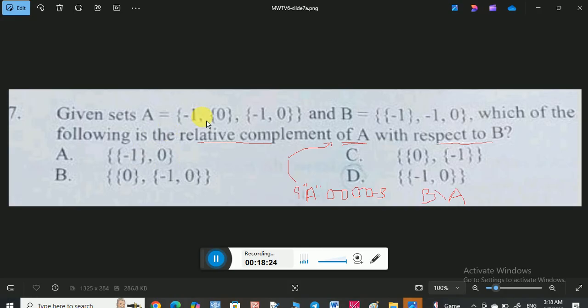Given sets A is equal to this set: negative 1, the set containing 0, the set containing negative 1, 0, and set B, the set containing negative 1 and 0. Which of the following is the relative complement of A with respect to B?